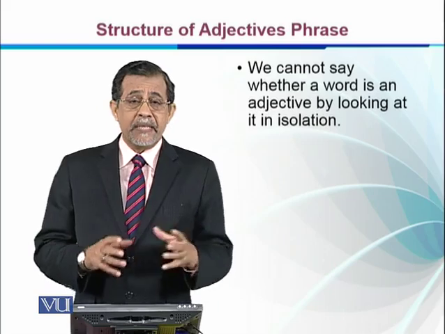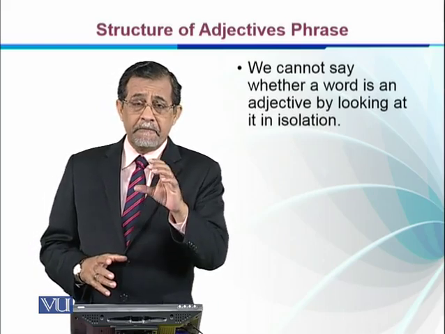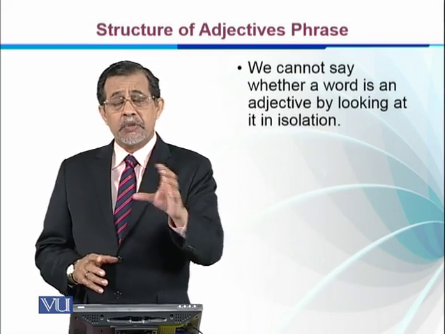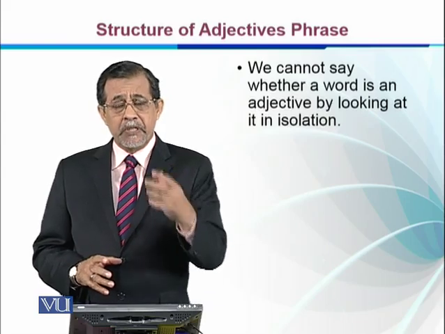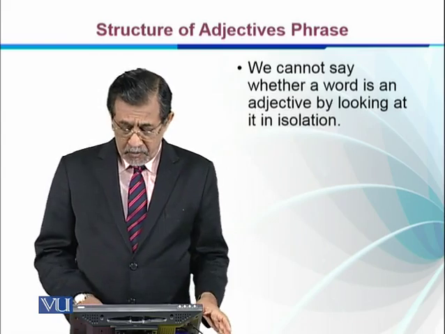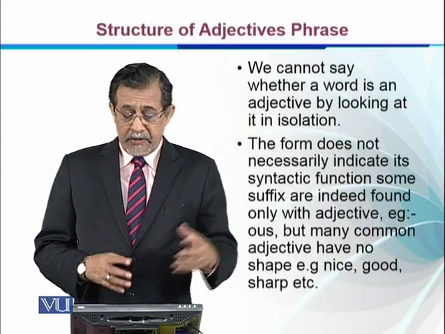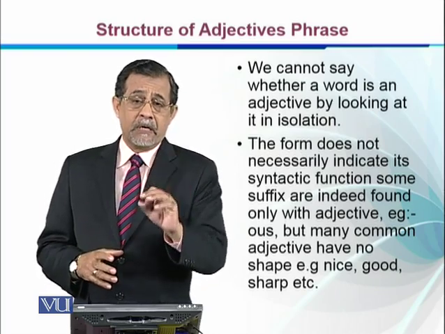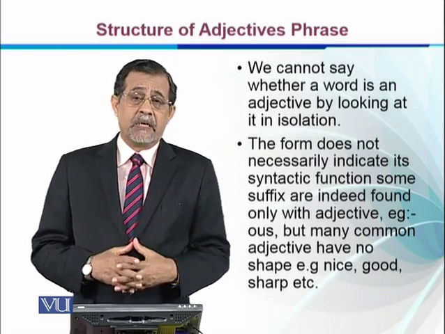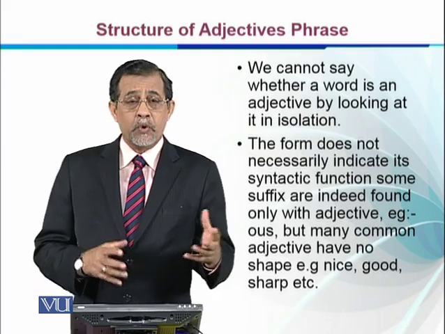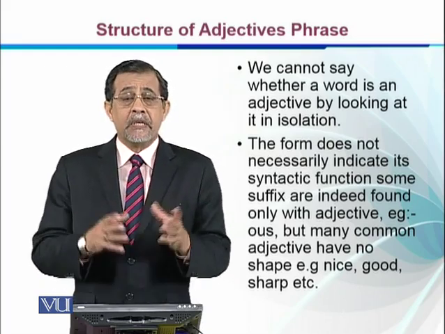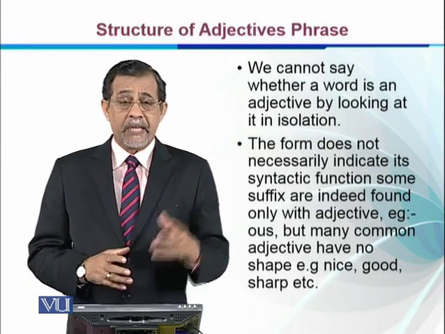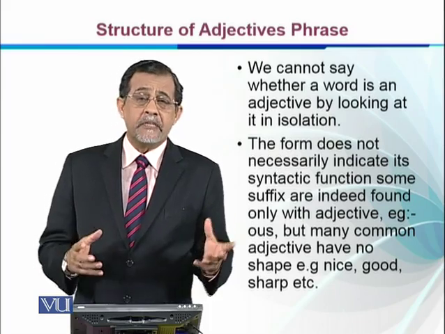We cannot say whether a word is an adjective merely by looking at the physical form of the word, because when words are used in isolation, very few parts of speech are known by their form. So is the case with adjectives. Generally, we don't have any suffix that is only or generally used with adjectives. Even a suffix like ous, as in courageous, can be used with other parts of speech as well. And we have other words like good, bad, sharp. We don't have any suffix, right?